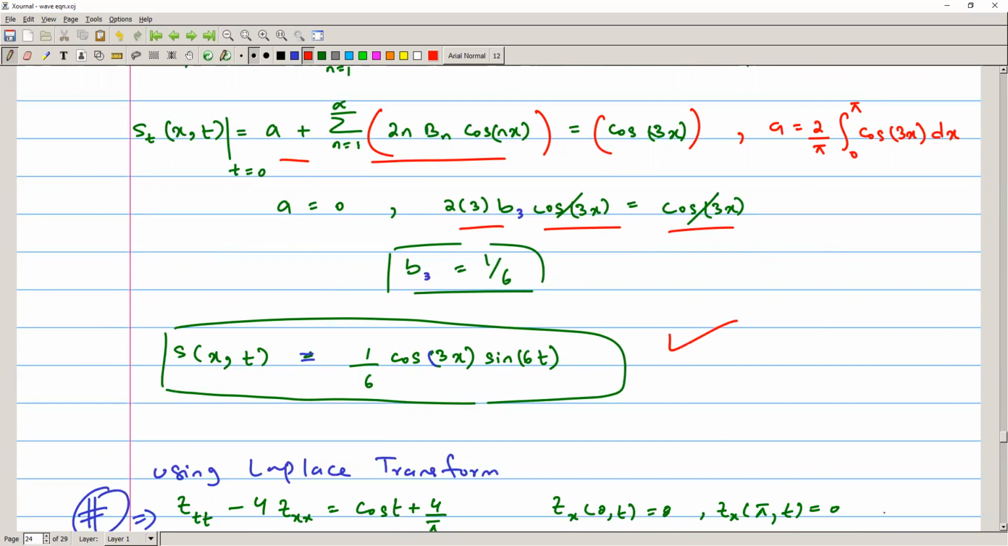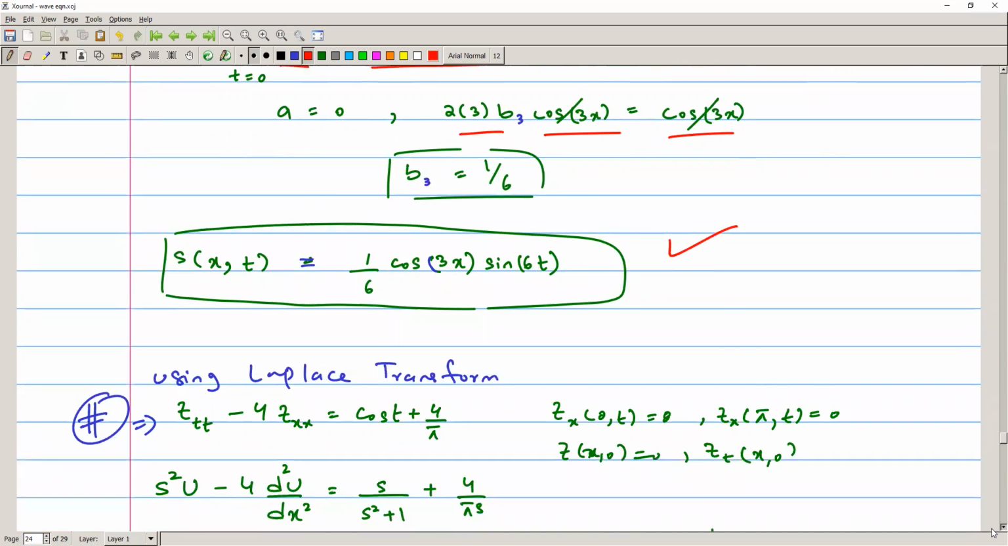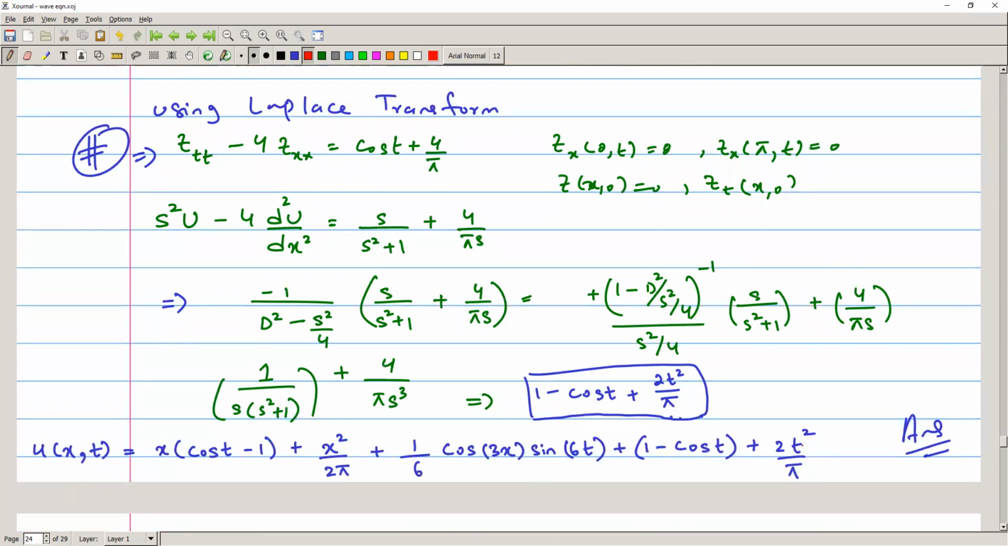So this is S(x,t). Now we will find Z(x,t). For Z(x,t), we can use the method of eigenfunction expansion or the method of Laplace transform. It's feasible here to use the method of Laplace transform because we have homogeneous Neumann boundary conditions, and we don't have any function of x on the right hand side. Therefore, it's feasible to solve this using Laplace transform.